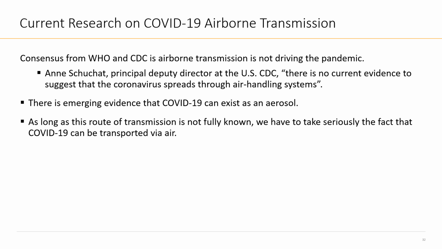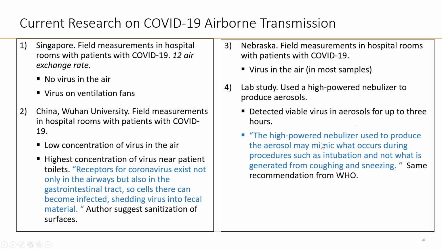In the grand scheme of things, since we don't know for sure the route of transmission, and we don't know evidence-based which one is driving the pandemic, we have to take seriously that COVID-19 can be transported via air, and we also have to take seriously that the HVAC system can play a positive role in diminishing the spread of this virus. These are the four studies I talked about. There are many more historical studies about particulate filtration. I'm not going to go through them. You have them. Let me know if you need the links.